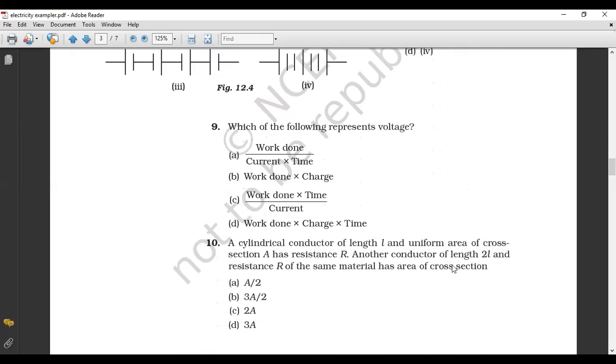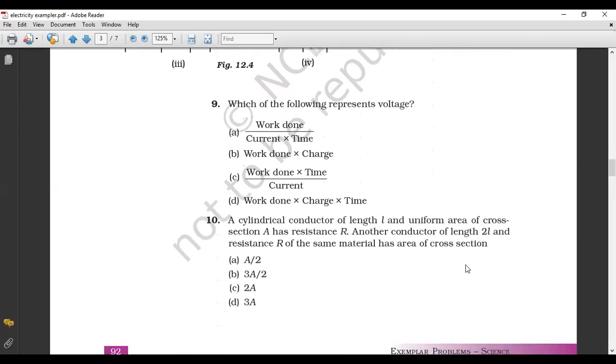Ninth number question, which of the following represents the voltage? तो हमें इनमें से बताना है voltage कौन represent करता है. So we can find it just by deriving this formula. Yes, as we know that work is equal to potential into current into time. So we all know this.